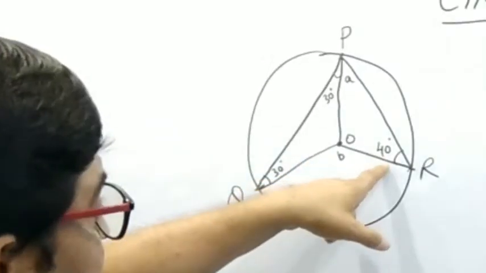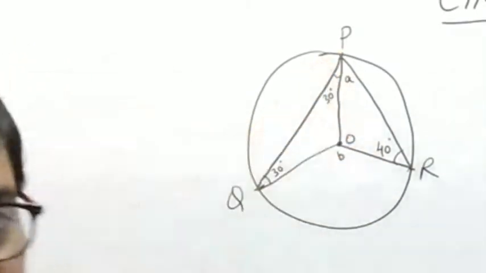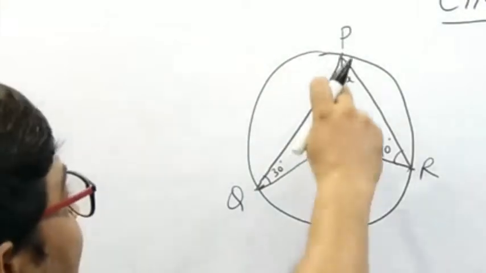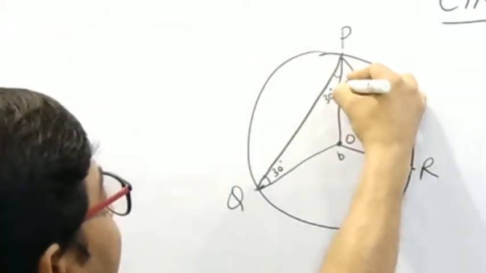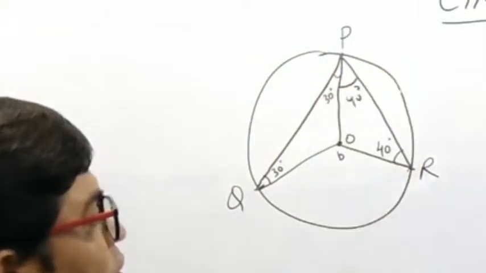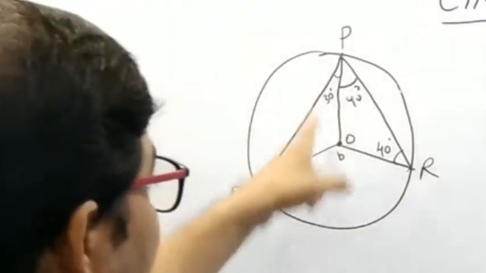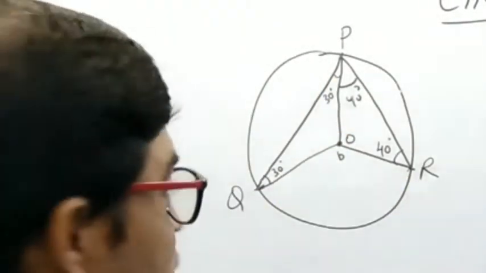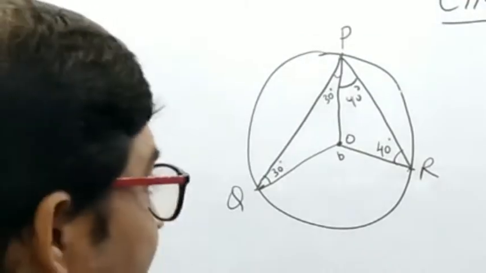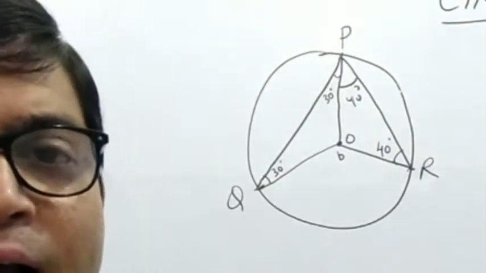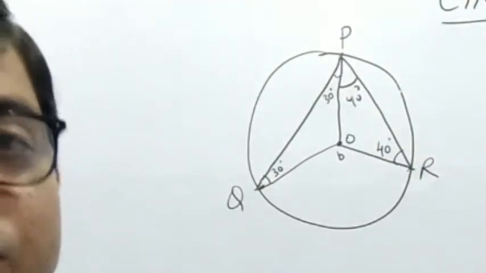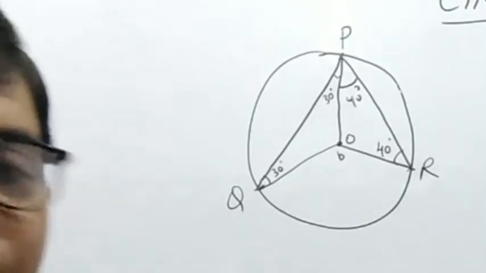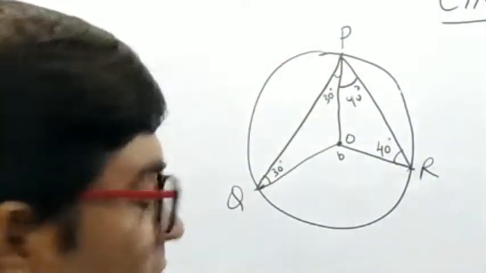So if this angle is 40 degree, this will be 40 degree, isosceles triangle. So we can just write A is 40 degree. What reason will you write? You will write that POR is isosceles triangle, and in isosceles triangle the two angles opposite to the equal sides of the triangle are equal. So this is 40 degree.